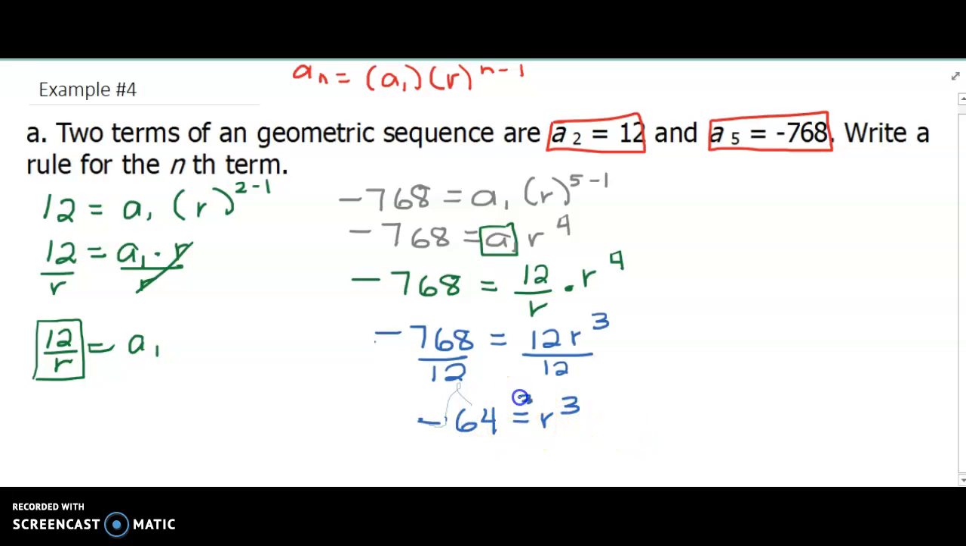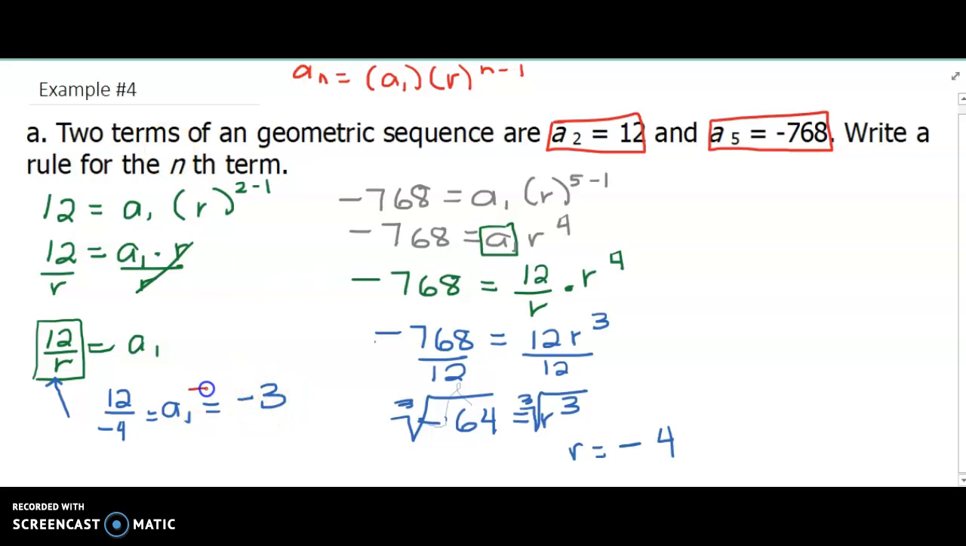Okay, to get r by itself, I'm going to cube root that, so cube root of negative 64. If I put that in my calculator, my r then would be negative 4. Okay, so if my r is negative 4, I can plug it in here. So 12 over negative 4 equals a1. 12 over negative 4 is negative 3.